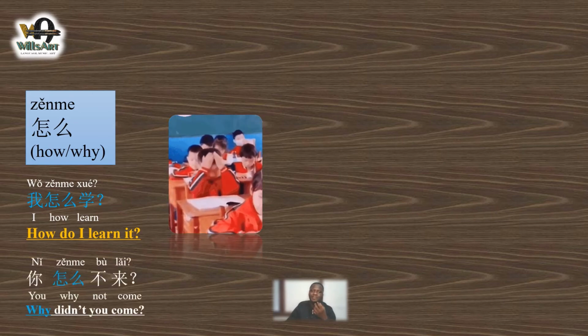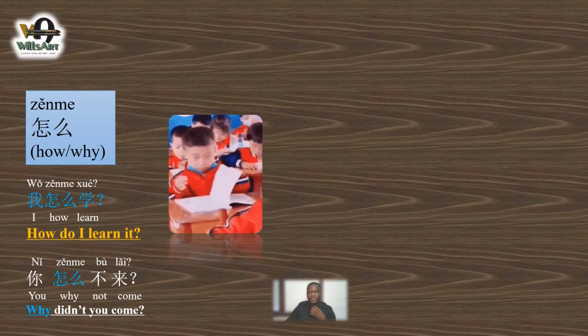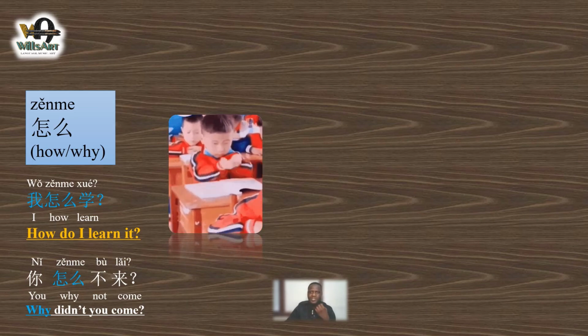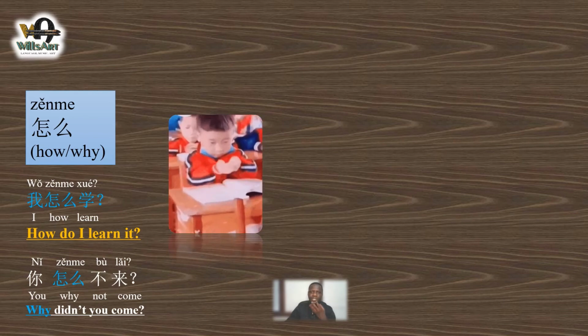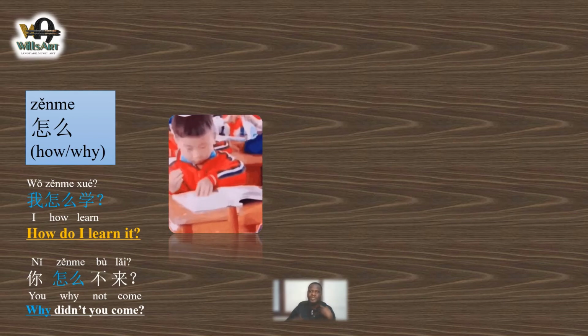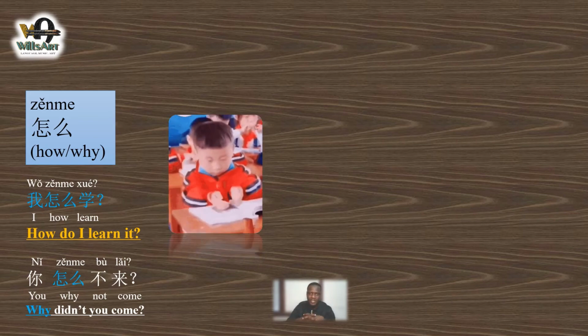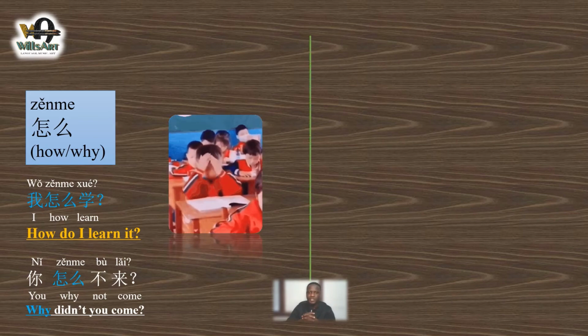你怎么不来? 你 means you, 怎么 in this aspect means why. Then 不 means no, then 来 means to come. 你怎么不来, which means why are you not coming?